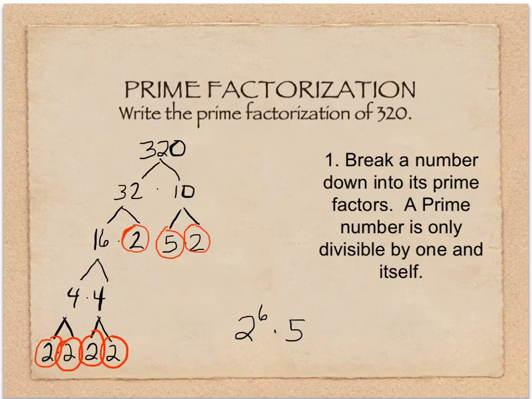Now if you went ahead and multiplied 2 times 2 times 2 times 2 times 2 times 2, which is 2 to the 6th, times 5, your answer should be 320 if you performed the correct prime factorization. And I did find out that 2 to the 6th power times 5 is equal to 320, so that I know I performed the correct prime factorization of 320.